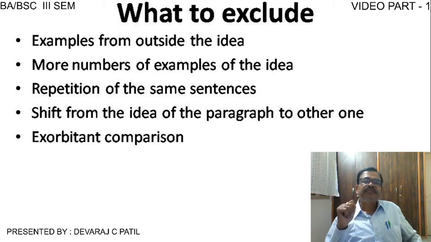And then one has to avoid the repetition of the same sentences. See, many of the writers will do that. This kind of a mistake many of the writers commit very often, that repetition of the same sentences. So knowingly or unknowingly, some of the writers repeat the sentences in a paragraph, and that paragraph will become a very average paragraph.